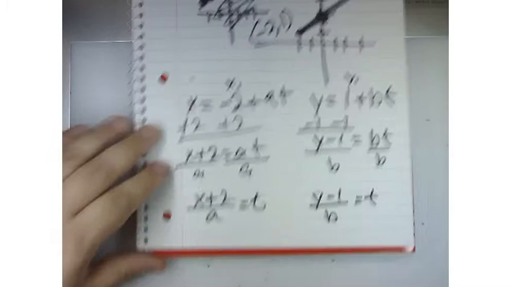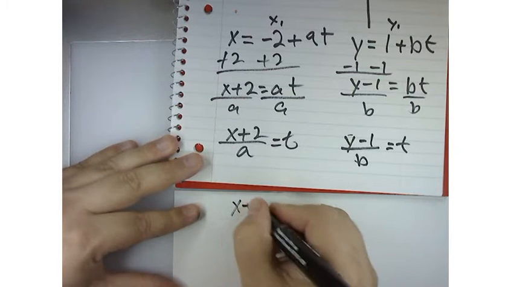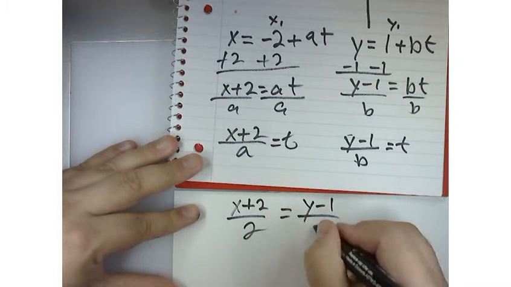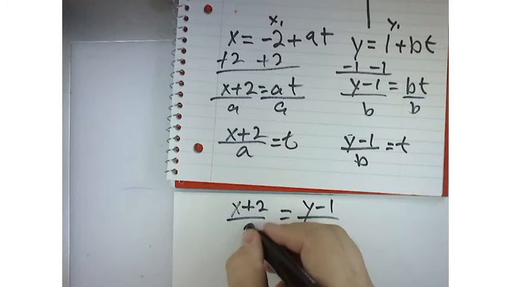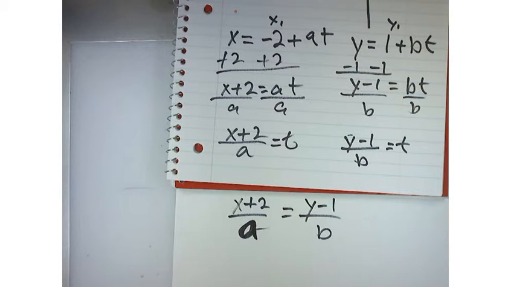So if I come in here and I say, all right, then that must mean that x plus 2 over a is equal to y minus 1 over b. Oh, wait, not 2. x plus 2 over a is equal to y minus 1 over b. So now with that information, what can I do? Well, now I've got to figure out a way to come back and solve for a and b.